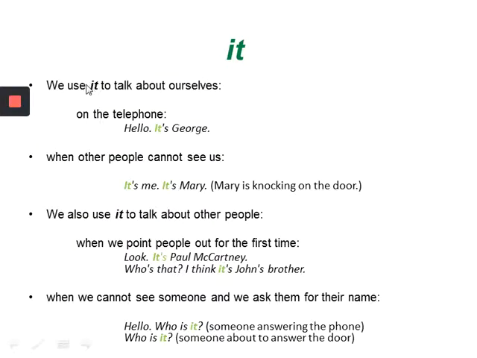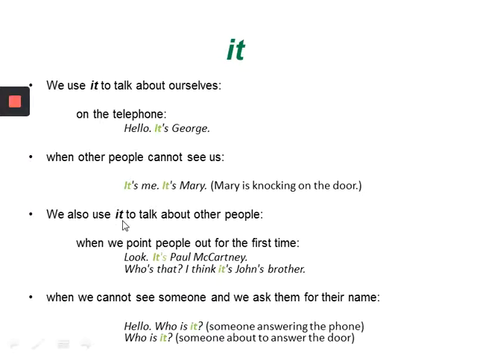It. Now, it is not only used for inanimate objects or for non humans, but sometimes for humans as well. How? Let's see. We use it to talk about ourselves on the phone, for example, on the telephone. Hello, it's George. We use it when other people cannot see us. It's me. It's Mary. When is Mary talking this way? When Mary is knocking on the door.